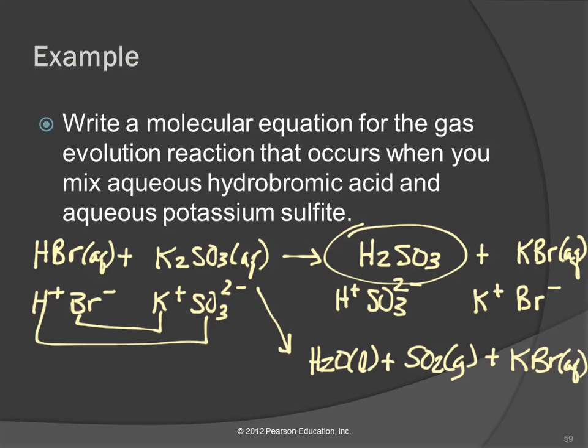So the ionic compounds switch partners. It forms sulfurous acid, but sulfurous acid is not stable, and it will decompose into water and sulfur dioxide gas. Any questions?